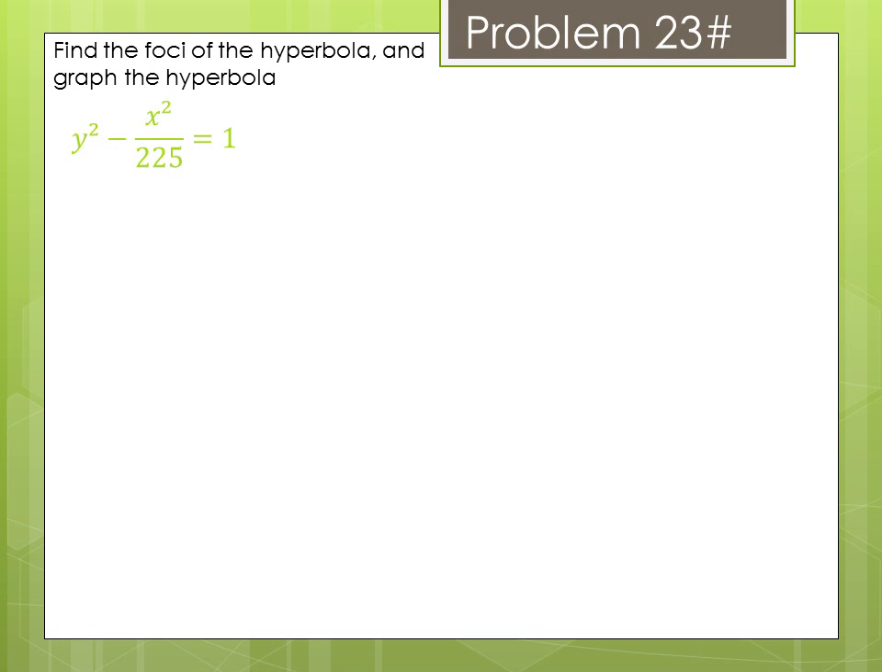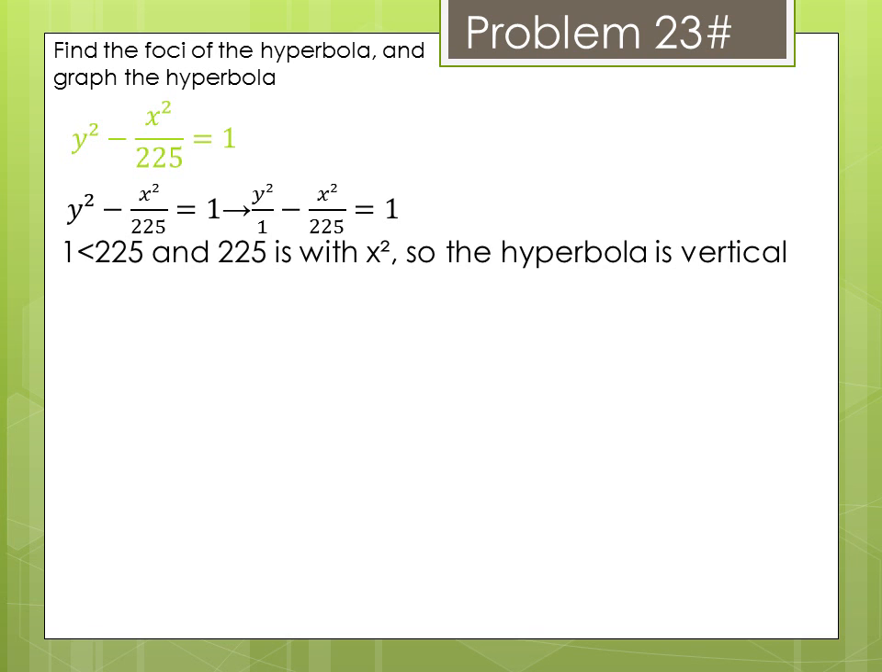We have to find the foci of the hyperbola y squared minus x squared over 225 equal to 1. And we put it into the form y squared over 1 minus x squared over 225 is equal to 1. And since 1 is less than 225 and 225 is with the x squared, our hyperbola is going to be vertical.